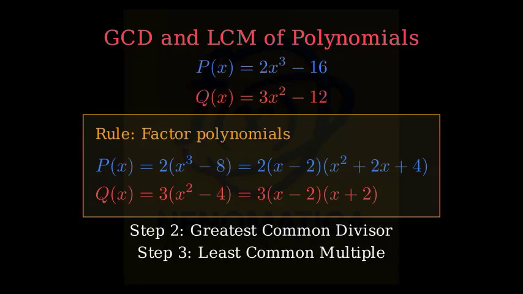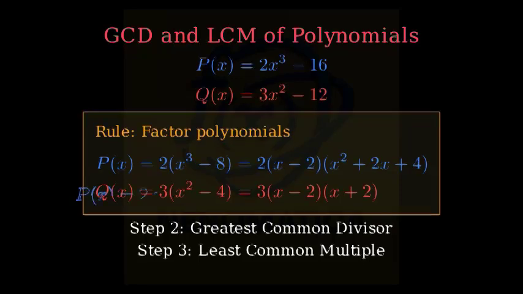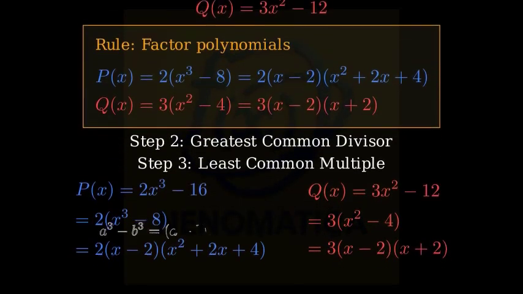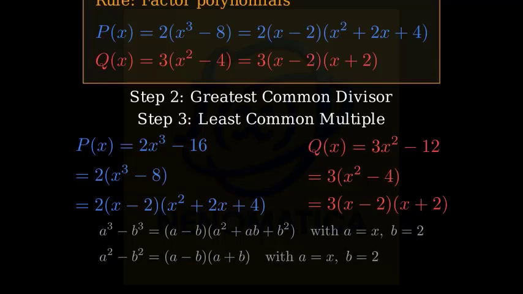Step 1. Factor p of x and q of x. We will use two classic patterns, difference of cubes and difference of squares. 2x cubed minus 16 equals 2 times the quantity x cubed minus 8. And x cubed minus 8 factors as x minus 2 times x squared plus 2x plus 4. 3x squared minus 12 equals 3 times the quantity x squared minus 4. And x squared minus 4 factors as x minus 2 times x plus 2.